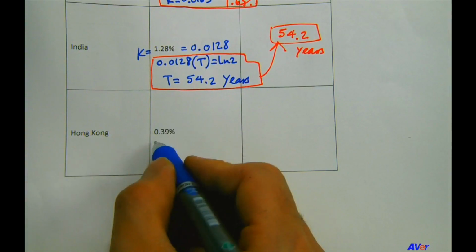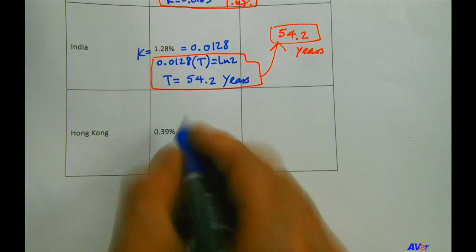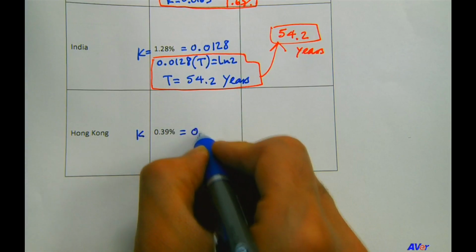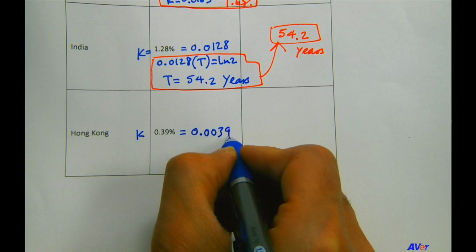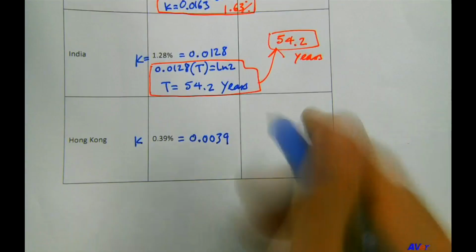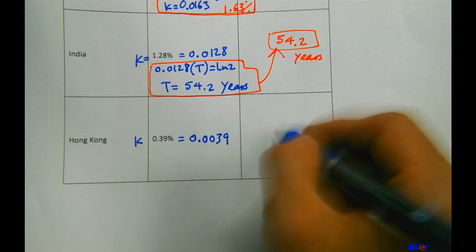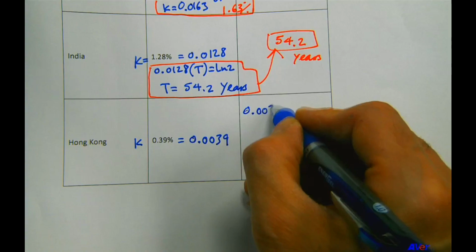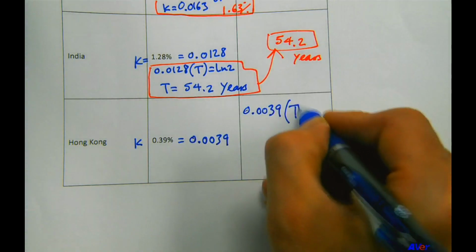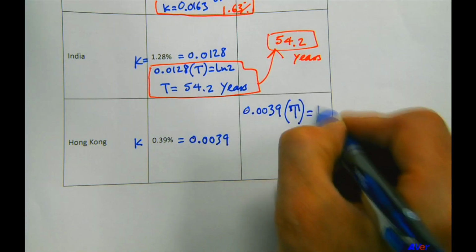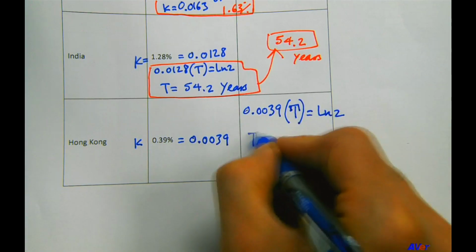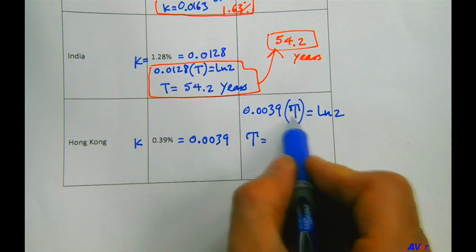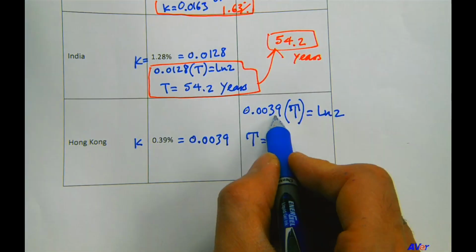So this is 0.39%. First, this is our k. Let's convert this to decimal value, 0.0039. Then to calculate t, I'm going to come over to this square and plug in. So 0.0039 times t equals natural log of 2. So to solve for t, we need to isolate t. Is it isolated? No, we've got this 0.0039 next to it.